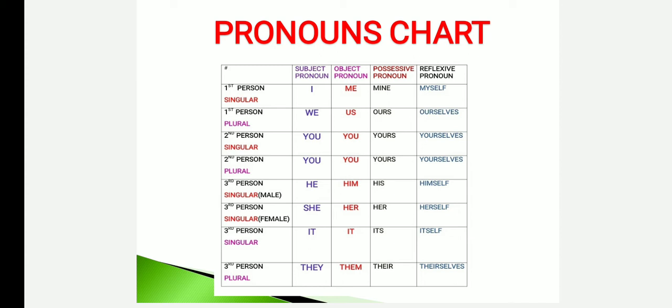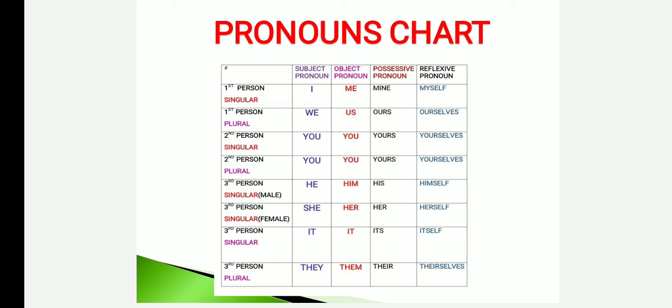And for the third person singular female. If the subject is Ronnie, in order to avoid using Ronnie again and again in a sentence, we use the pronoun she. The subject pronoun is she, object pronoun her, possessive pronoun her, reflexive pronoun herself. Third person singular: it, object pronoun it, possessive pronoun its, reflexive pronoun itself. Third person plural: they, and its object pronoun is them. Possessive pronoun their, reflexive pronoun themselves.